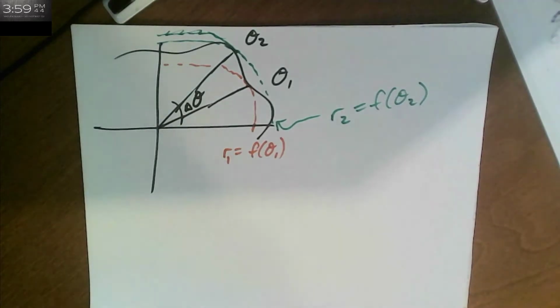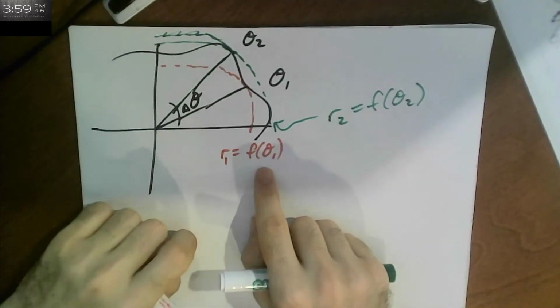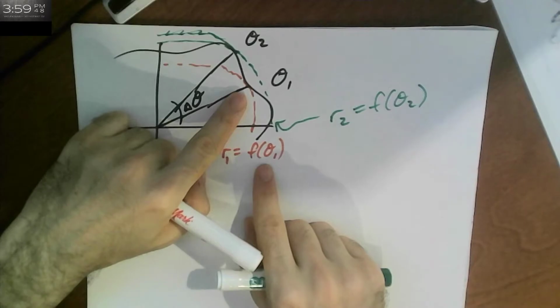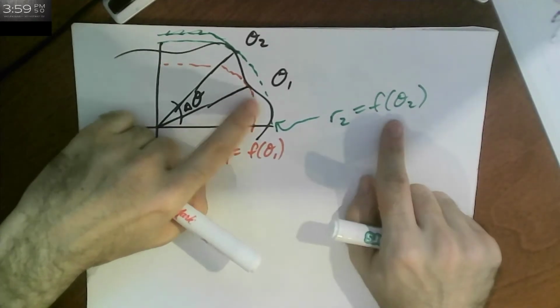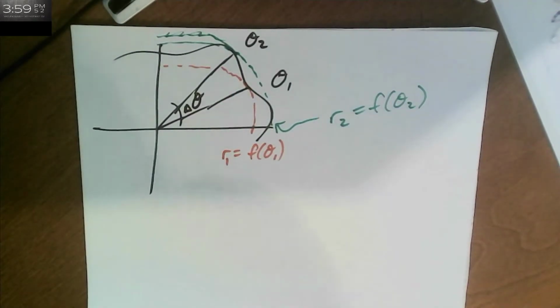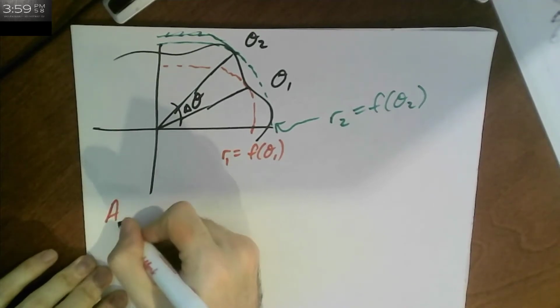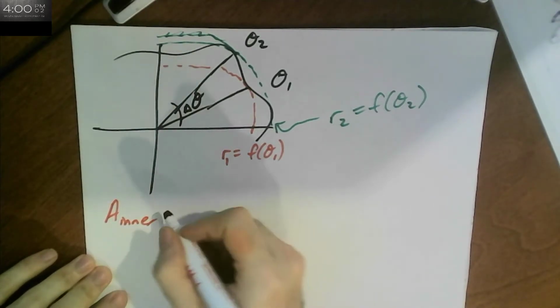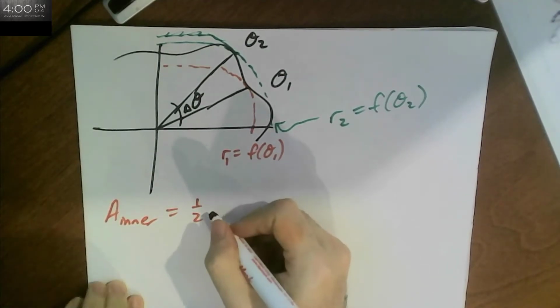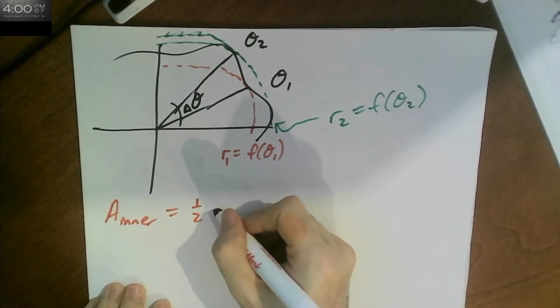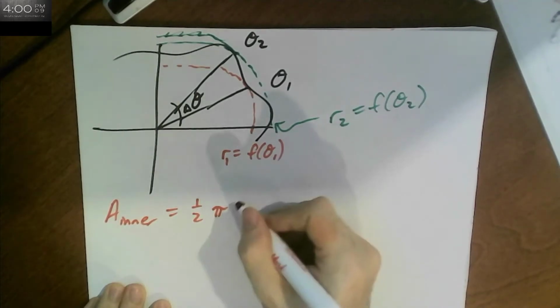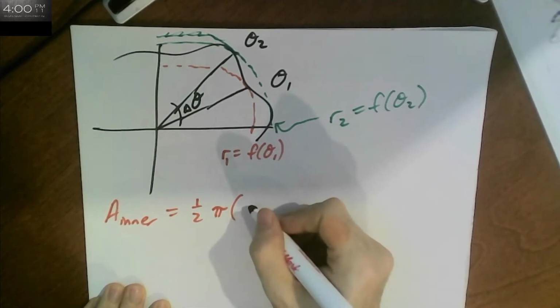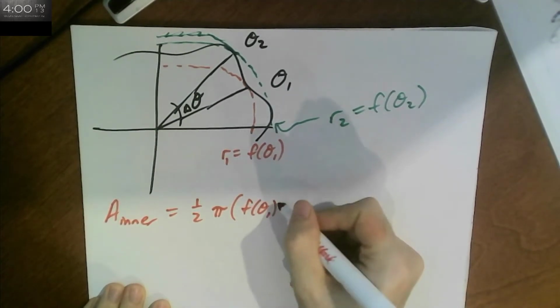But we have an inner radius and outer radius. The inner radius, the way I drew it at least, depends on the value of r at theta 1, and the outer radius depends on the value of r at theta 2. So we actually have 2 different areas that we're working with here. We have the area of the inner sector, which would be 1/2 times pi times the inner radius, f of theta 1 squared.